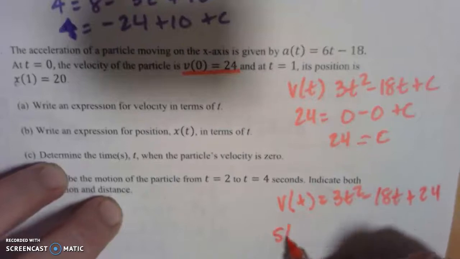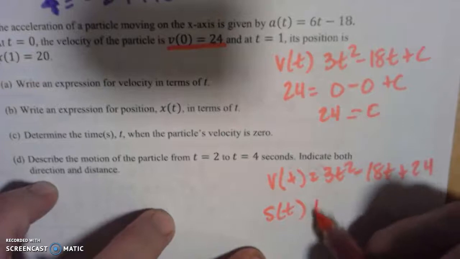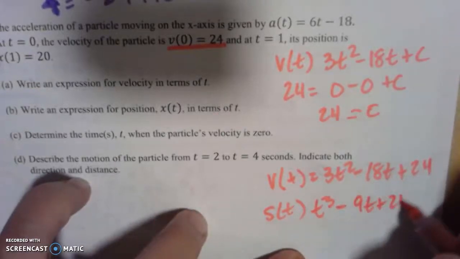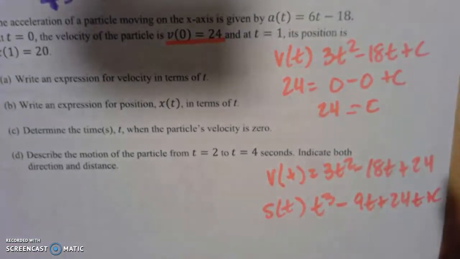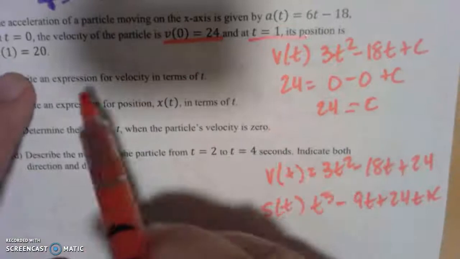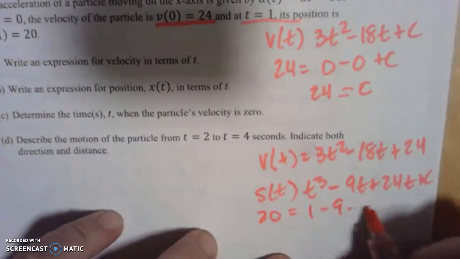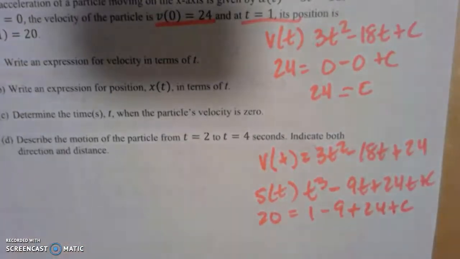And to get to position, we take the integral again. So we're going to get t to the third minus 9t squared plus 24t plus c. And I'm running out of time on this video, but look at t equals 1, the position is 20. So I'm going to go 20 equals 1 minus 9 plus 24 plus c. Solve for c, and that'd be my answer.